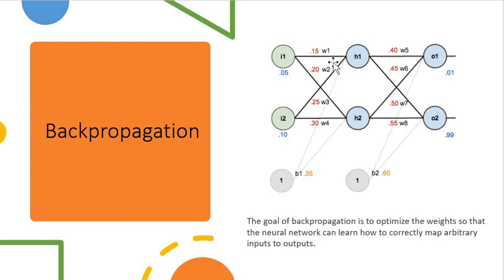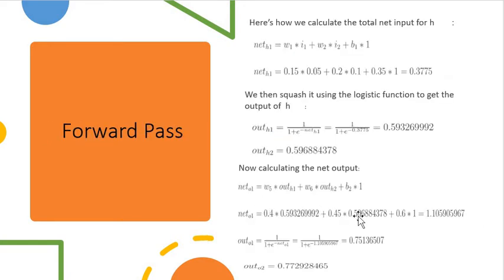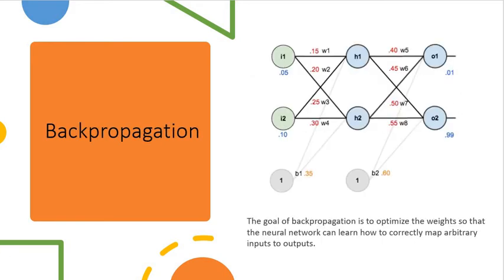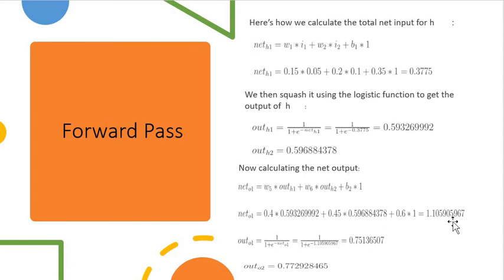Now, from this diagram, we already have the values of H1 and H2. Whatever steps we followed for calculating H1 and H2, we will follow similar steps to calculate O1 and O2. Once we calculate O1 and O2, the output of O1 comes out to be 1.1059 and the output of O2 comes out to be 0.772928. So I was expecting outputs of 0.01 and 0.99, and the outputs which I got are something like 1.105, 0.751 and 0.772.